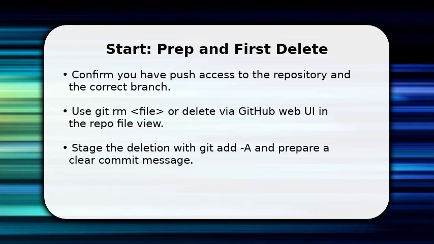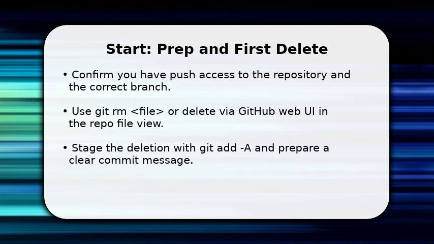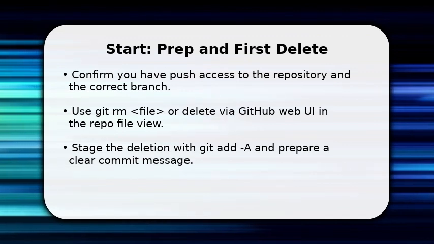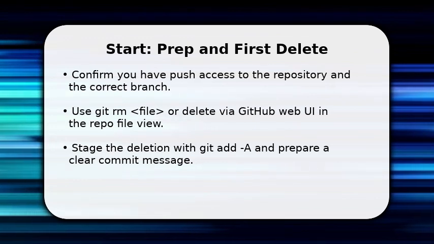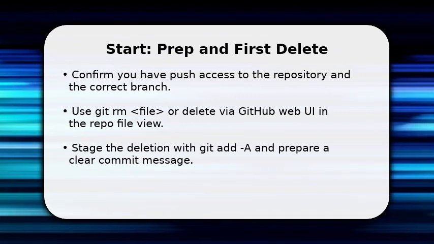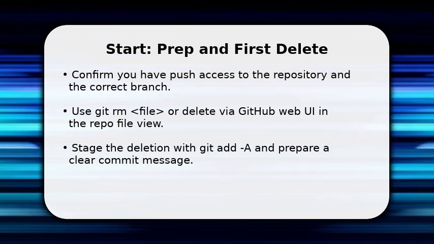You will remove the file now. First, confirm you are on the right branch and have push rights. Use git rm file locally to remove the tracked file, or click Delete in the GitHub Web UI if you prefer a browser. Once the file is removed, stage changes with git add and craft a concise commit message explaining why the file is gone. This helps reviewers and history. Make sure you check git status to verify the file is staged for commit.